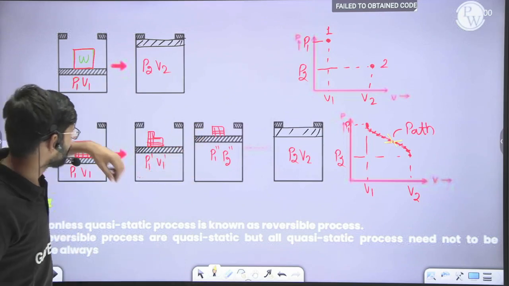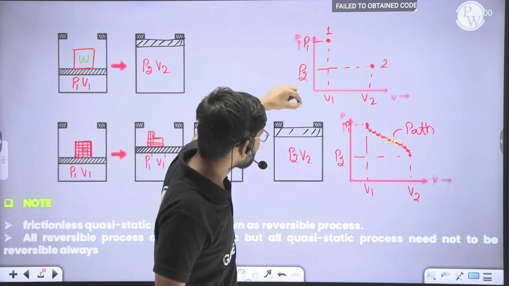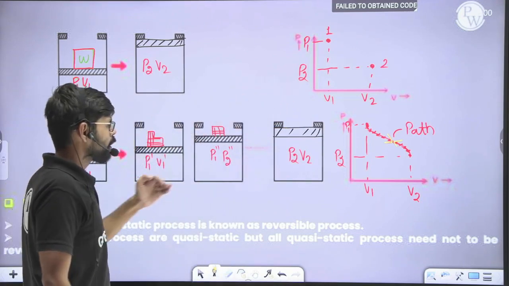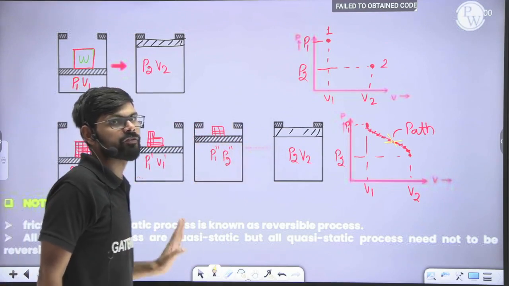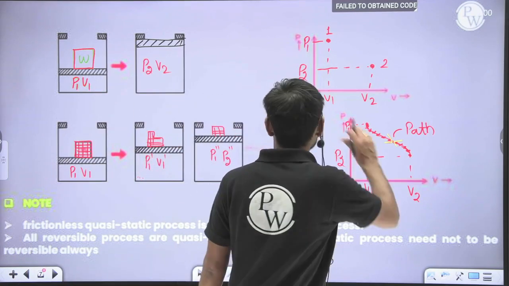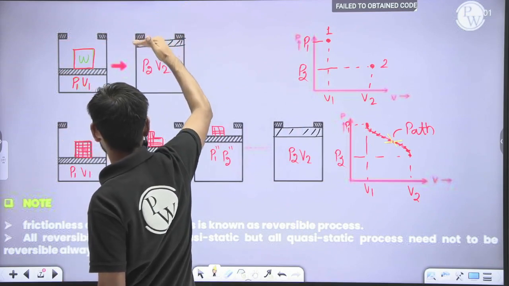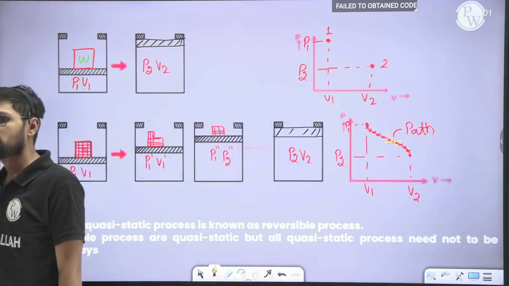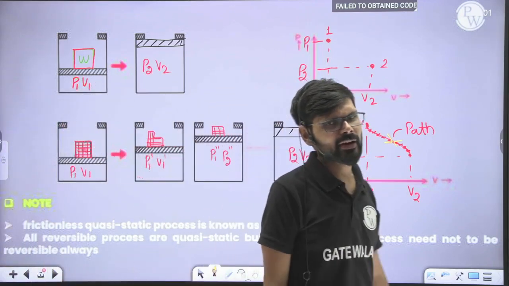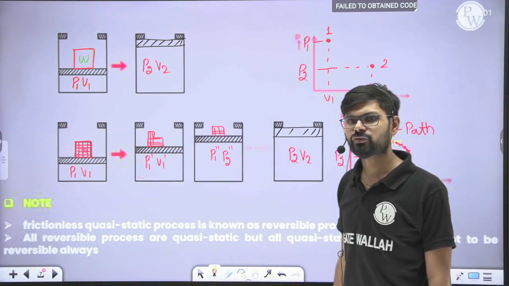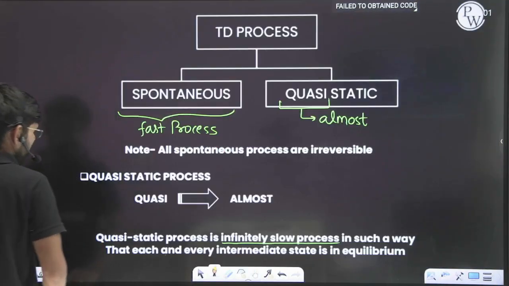During 1 to 2, we removed one very small particle and reached here. Now if I again start putting those small particles and try to reach from 2 to 1, then it will follow the same path. Here if you remove the block, it will move here. If I again put the block, maybe it will achieve the initial position, but the intermediate states will change. We don't know the intermediate states, we cannot even define them. So what I'm trying to say is that one condition was there.